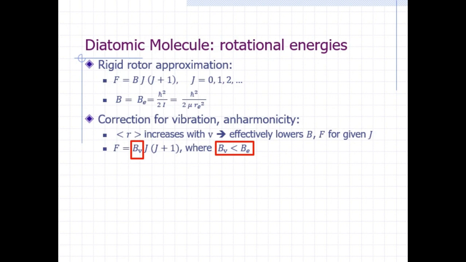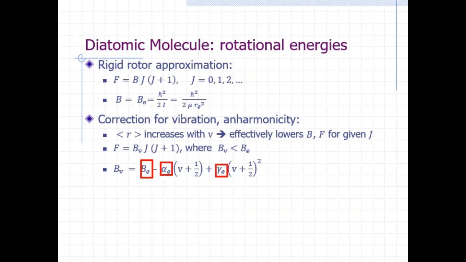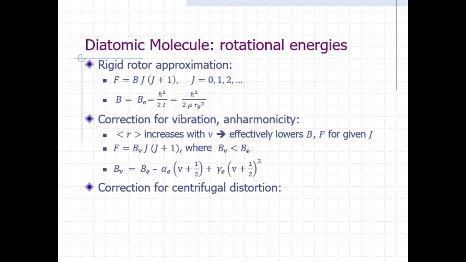The correction terms added to B sub e to get B sub V are typically written as a polynomial in (V plus a half). In the expression given here, V is the vibrational quantum number. And B sub e, alpha sub e and gamma sub e are called rotational constants. There is one additional correction we need to make, and it's called centrifugal distortion. Centrifugal distortion refers to the lengthening of the bond due to rotation. Again, this effectively lowers B and lowers F for a given J.